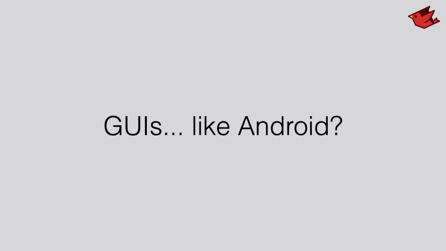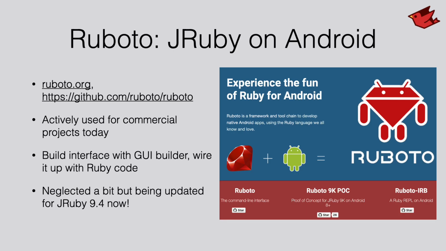So now I mentioned mobile as a target for Ruby applications. And yes, you actually can build Android applications in JRuby. We have a framework called Rubato. You can check that out on GitHub. This is actively being used for commercial applications today. You can use the standard Android GUI builder, just wire it up with Ruby code and build your entire application using Ruby. It's been a bit neglected, but it's being updated for JRuby 9.4 right now. We're hoping to have a new release of the toolkit out, but you can run off a branch very easily.